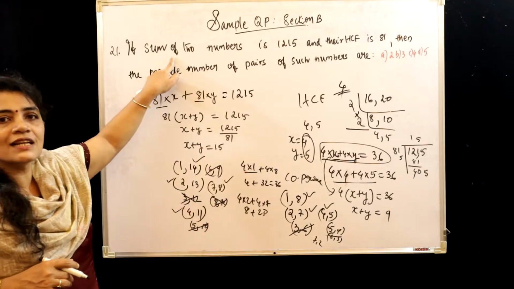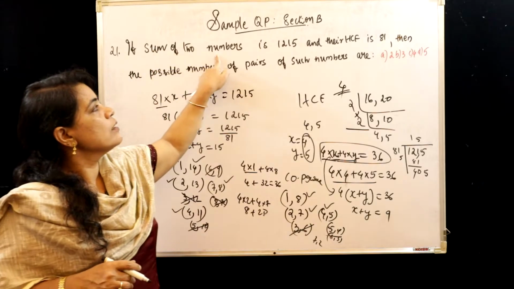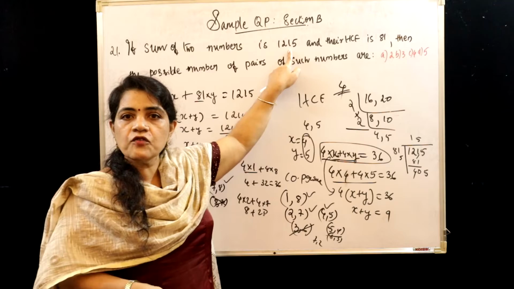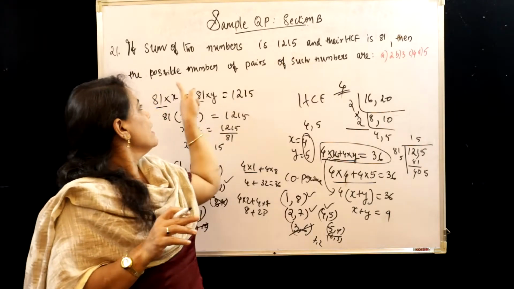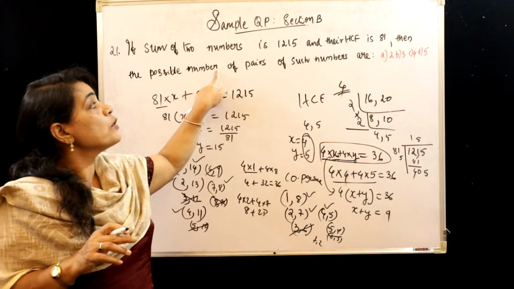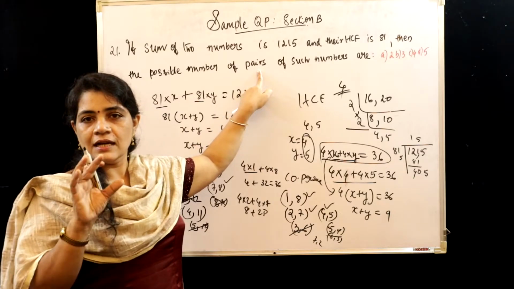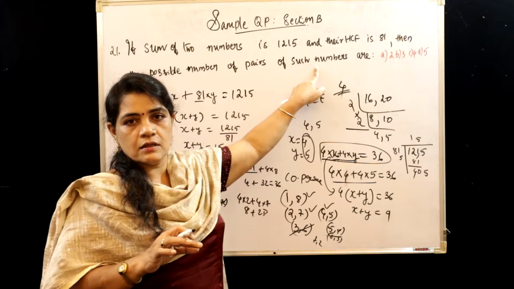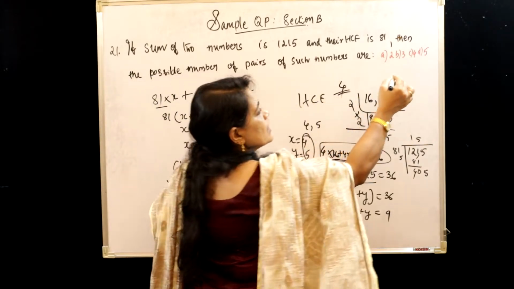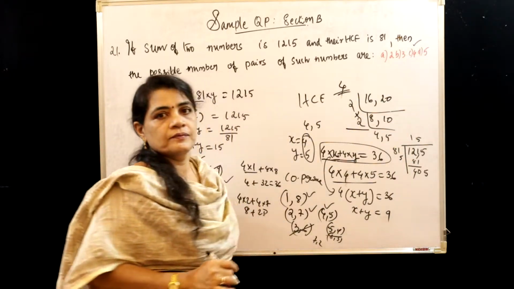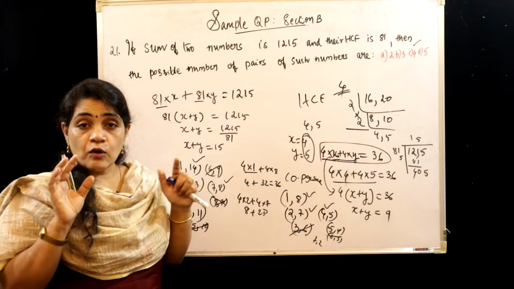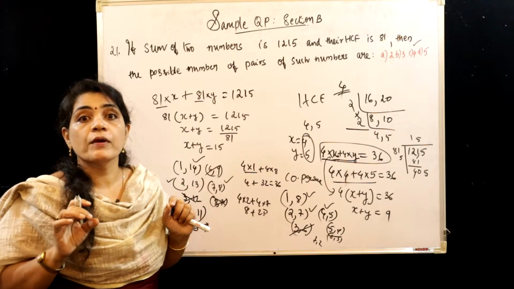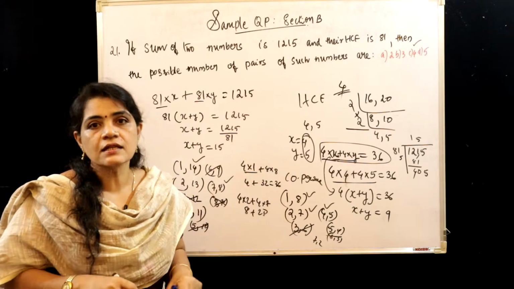So now the question is clear, children. If the sum of two numbers is 1215 and their HCF is 81, then the possible number of pairs, that concept of pair is clear, children? Of such numbers, we have seen that it is 4. That is, C is the correct option. The only condition is that the pair x and y must be co-prime numbers. Such numbers only we can consider.